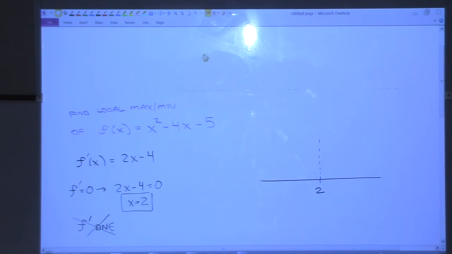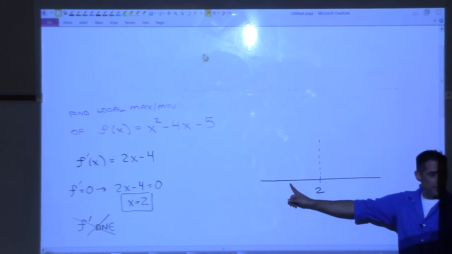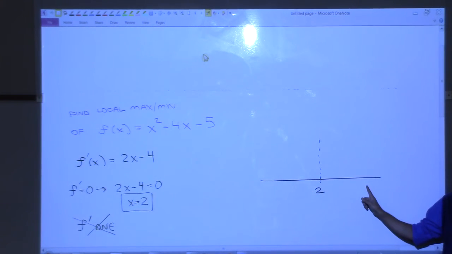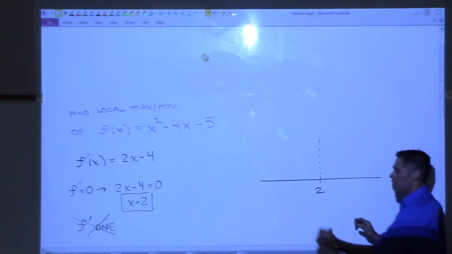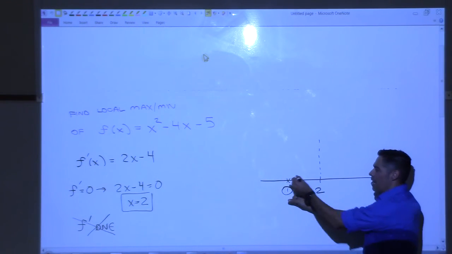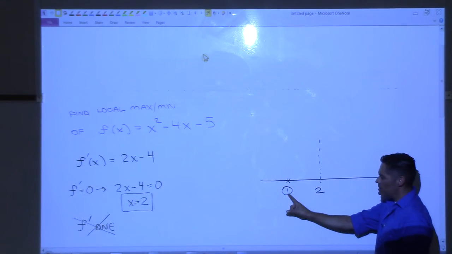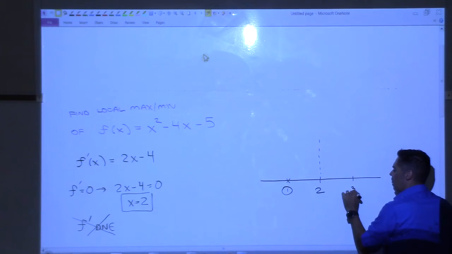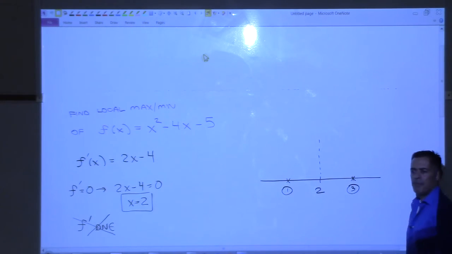And then what we're going to do is pick a point to the left of this and to the right of this. Any point you want. It's up to you. You have some freedom here. I'm going to pick 1. I like to put a little x here. I don't like to put dots, okay? Little x there. Circle it. That's a test point. And then 3 is a nice little test point, right?